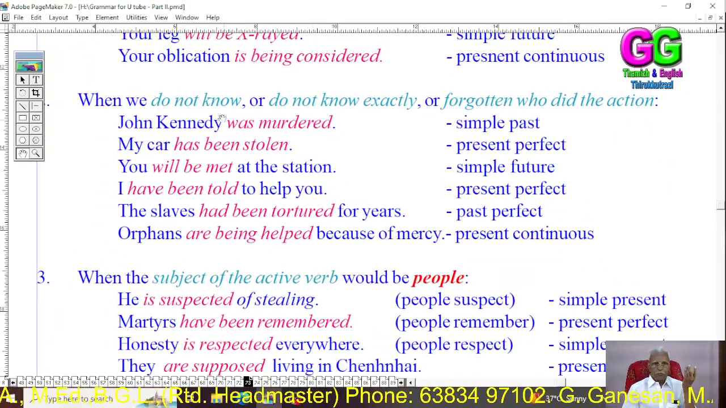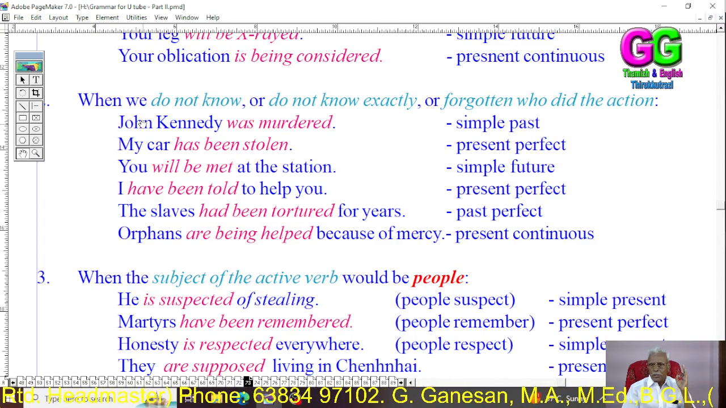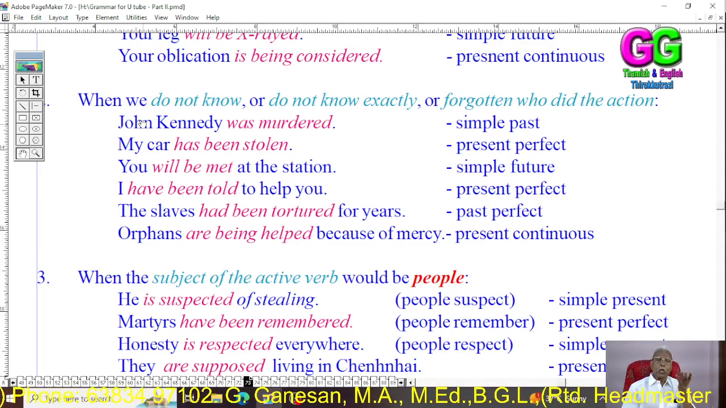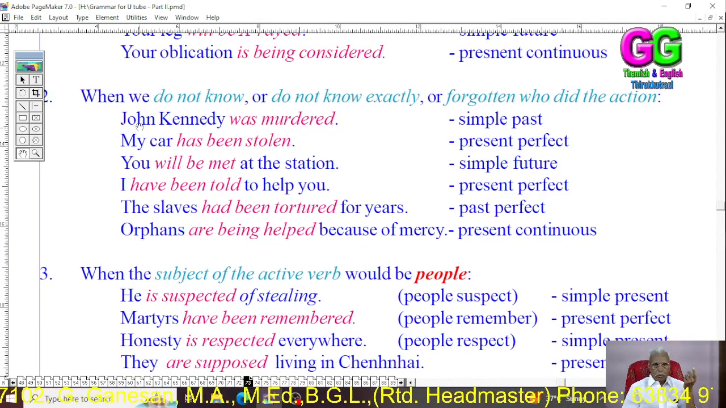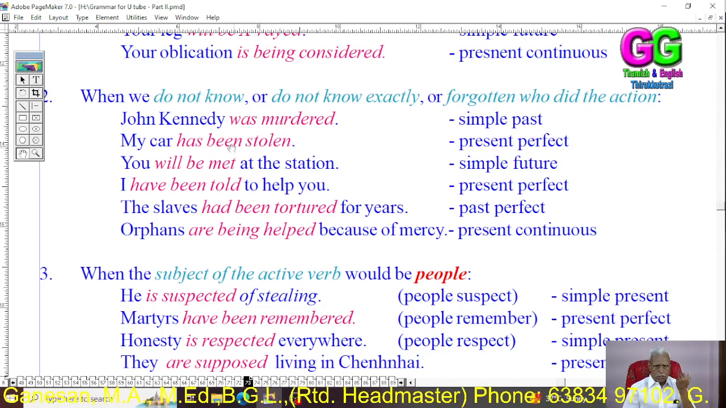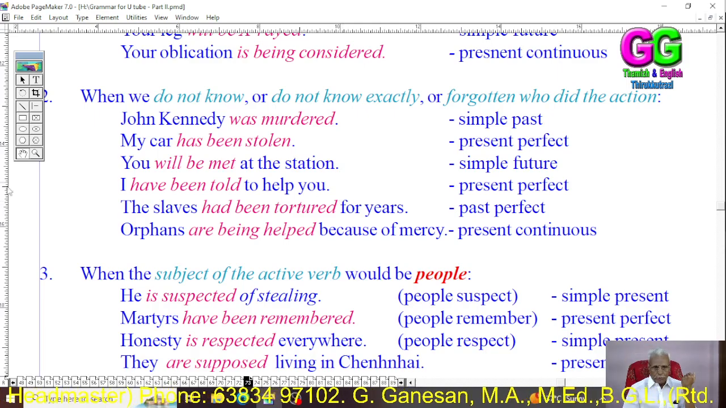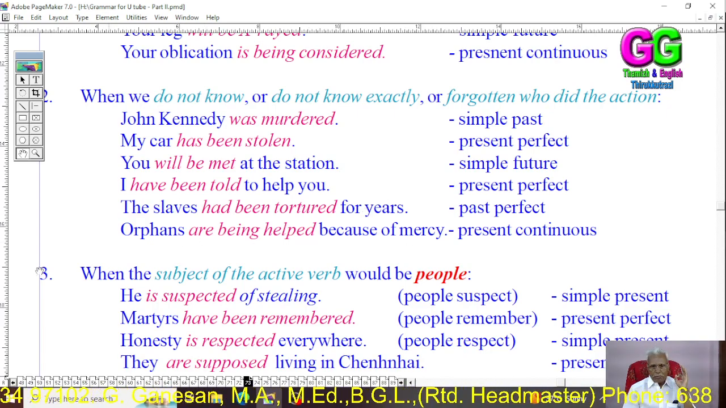Then the second use: when we do not know exactly, or have forgotten, who did the action. When we do not know the doer of the action, then we could use passive voice. You see, John Kennedy was murdered. Simple past. My car has been stolen. Present perfect. You will be met at the station. I have been told to help you. The slaves had been tortured for years. Orphans are being kept because of mercy.